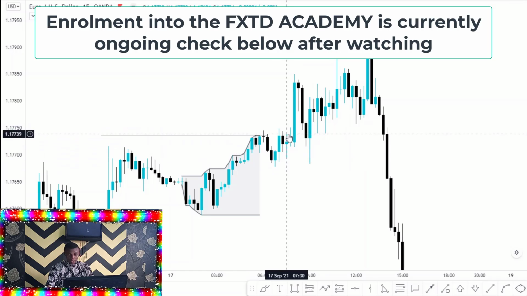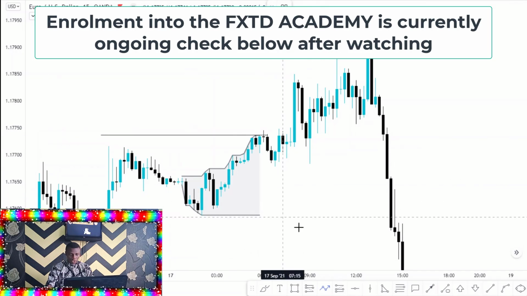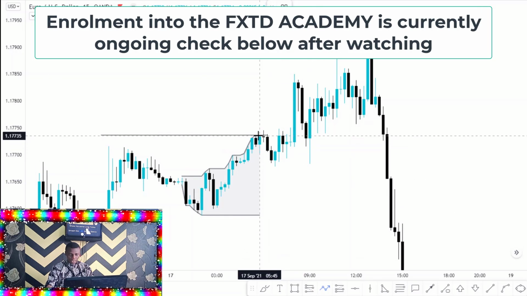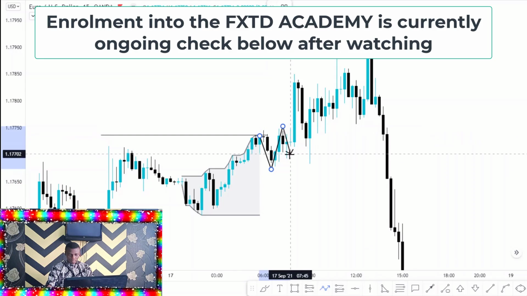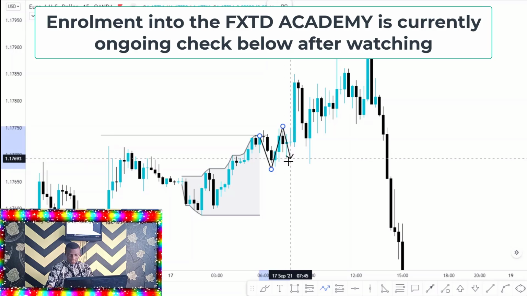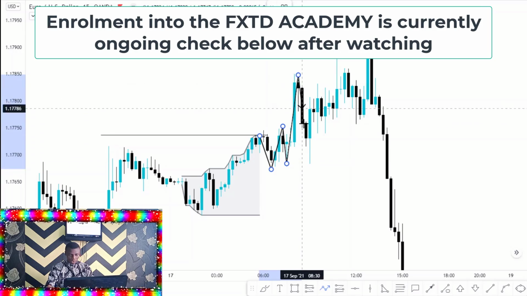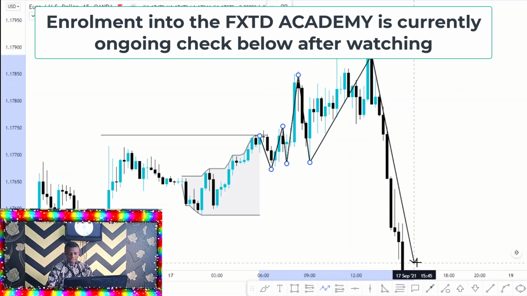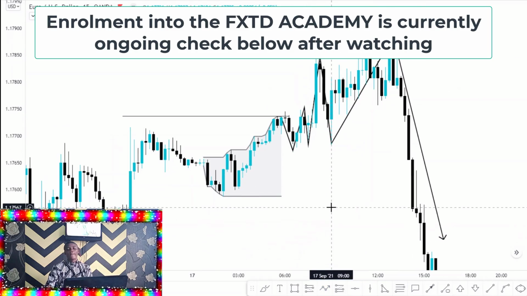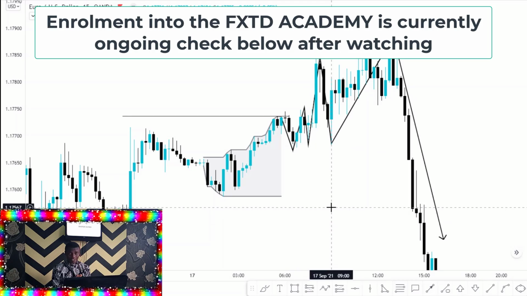Take note, it first came down, went back up, came down again, went up, came down again, went up, and finally it dropped. Now, it's a simple concept and it's something you can understand.